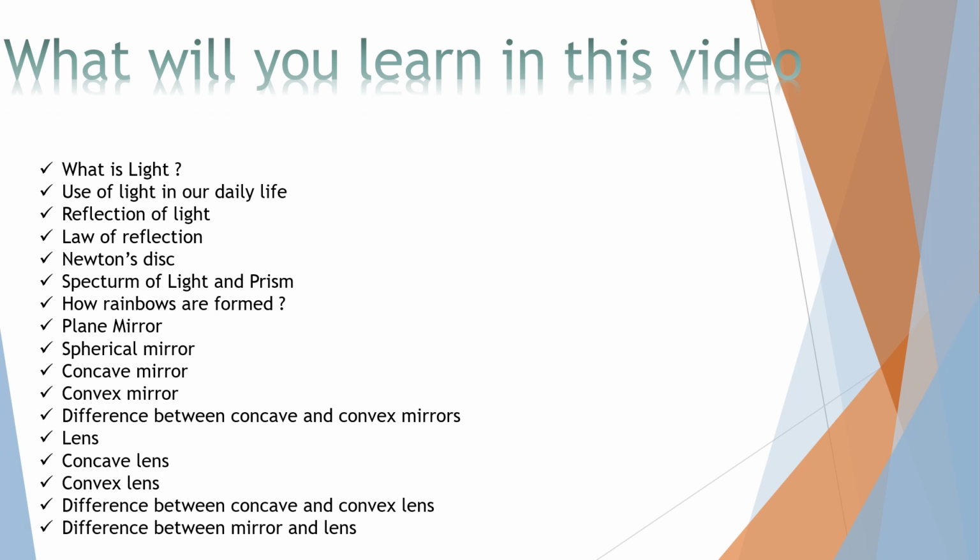Newton's disk, spectrum of light and prism, how rainbows are formed, plane mirror, spherical mirror, convex mirror, difference between concave and convex mirrors, lens, concave lens, convex lens, difference between concave and convex lens, difference between mirror and lens. And in last, you will also learn about some important terms. So let's move to the topic.